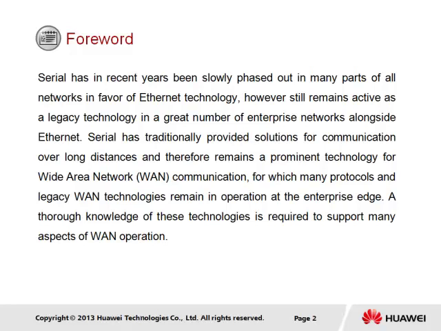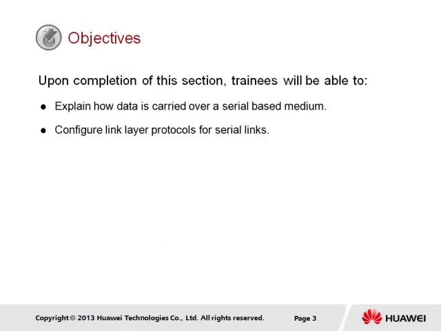Serial has traditionally provided solutions for communication over long distances, and therefore remains a prominent technology for wide area network or WAN communication, for which many protocols and legacy WAN technologies remain in operation at the enterprise edge. A thorough knowledge of these technologies is required to support many aspects of WAN operation. So upon completion of this section, it is generally expected that trainees will be able to explain how data is carried over a serial-based medium, as well as configure link layer protocols for serial links.